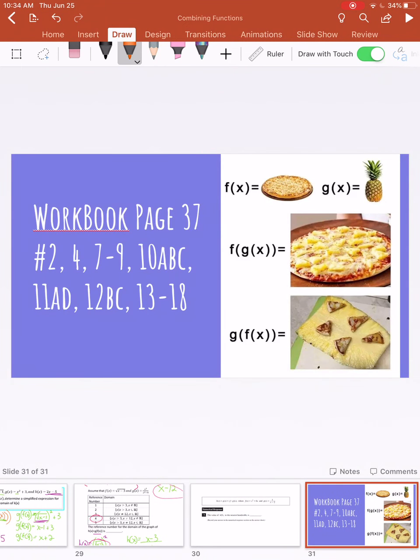All right, here's some questions for you to try and a little math joke. This is what putting the pineapple into the pizza would look like, and what putting the pizza into the pineapple would look like.